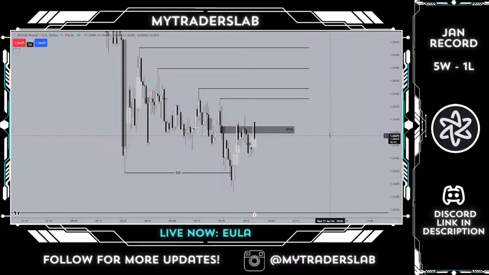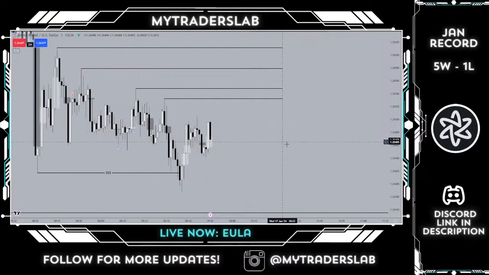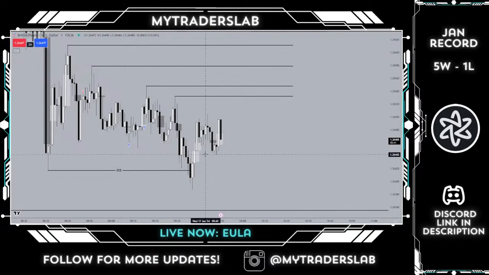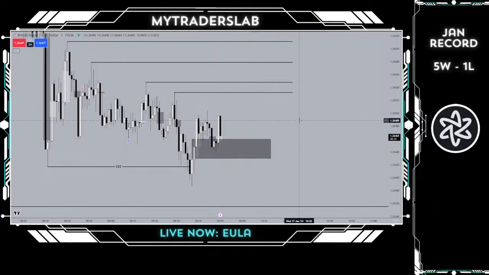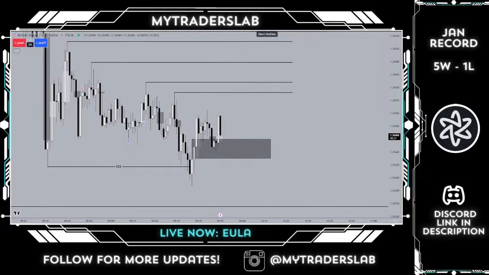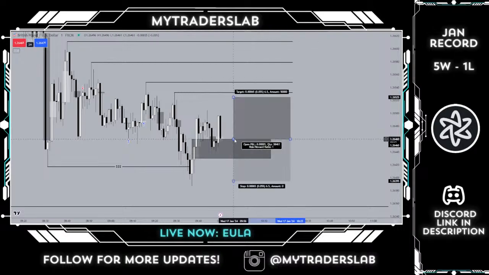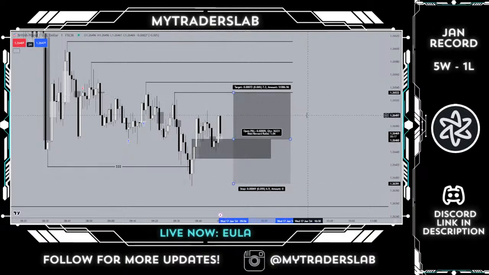Hold on a second. Fair value gap respect here. A close above. Strong close above this. Inversion fair value gap here. Can we take a low risk buy here? Might be able to. I'm gonna wait to see if price comes down even further.